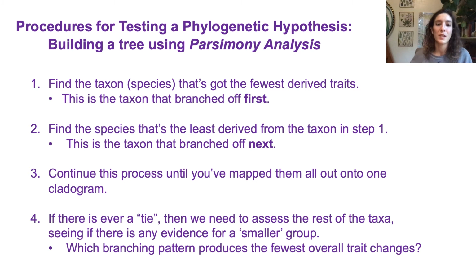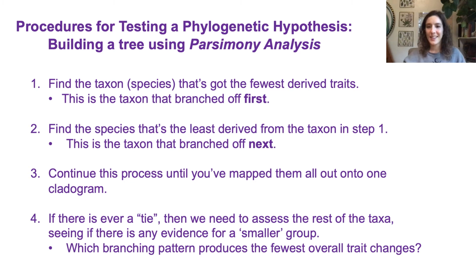The next step will be to find the species that is the least derived from the taxon that you just determined from step 1. This will be the taxon that branched off next. And you continue this process of seeing which one is most similar to the one that just branched off. Like it says in step 3 here, continue this process until you've mapped them all out onto one cladogram. And if there's ever a tie, like, these both have 3 derived character states compared to the previous taxon, well, then we need to assess the rest of the cladogram and the rest of the taxa, seeing if there's any evidence for a smaller group that will help us build this simple cladogram.